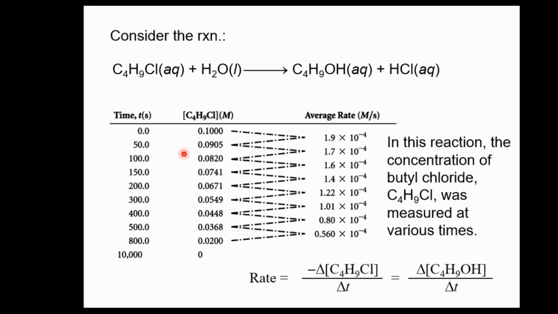50 seconds later, we measure the concentration of our tert-butyl chloride, and instead of 0.1, we see 0.0905. 100 seconds later, we got less, and you can see the concentration of our reactant is dropping. And so over here we have the rate defined as minus the change in the concentration of our reactant per time, or it could be just the change of our product per time. We put that negative sign there, and then these two things are equal. So it doesn't matter whether we look at product or reactant.